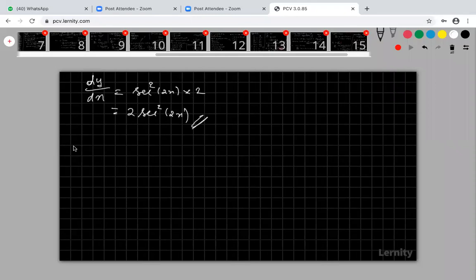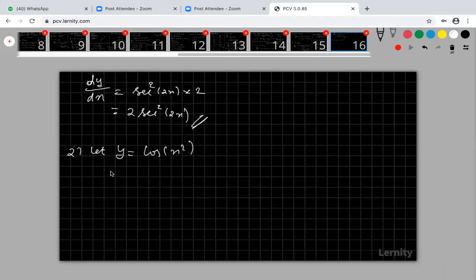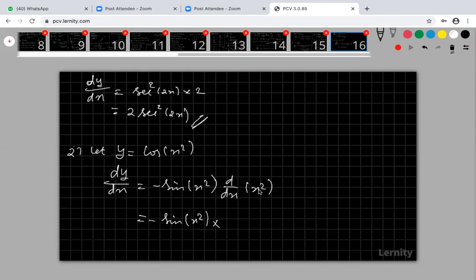Now come to the next problem. This is called differentiation of a composite function, a composition of two functions. The second problem is, let y is equal to cos of x square. What is the differentiation? My dy by dx is equal to, cos differentiation is minus sine of x square. Again differentiate this x square. What is the answer? Minus sine of x square into dy by dx of this x square, which is 2x. So therefore minus 2x into sine of x square.